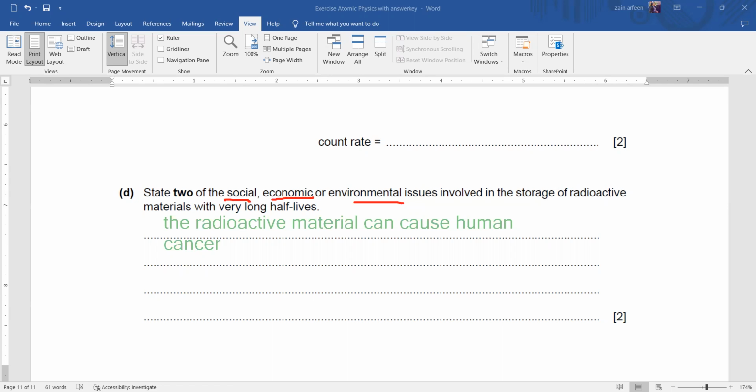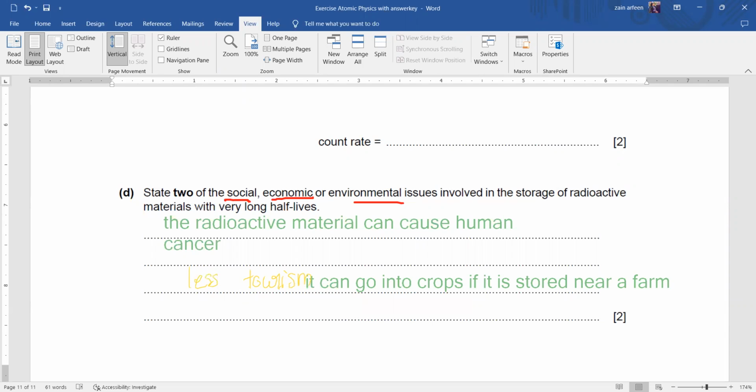Or because of it, fewer tourists or fewer people will visit that location. You could even mention that people will move away from that environment. That is also a social issue. You don't have to mention all of them, because the question says two social, economic or environmental issues. And what might be economic issues related to that?